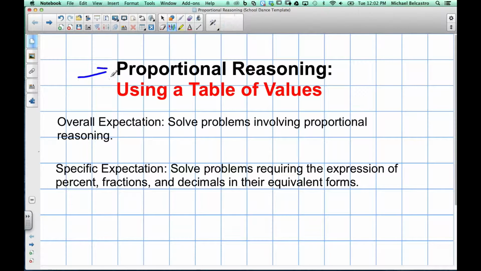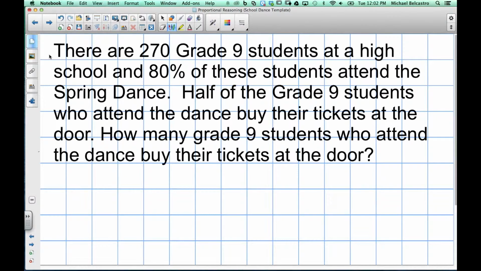We're going to be looking at proportional reasoning, and the method we're going to use is a table of values to solve this question. The overall expectation is to solve problems involving proportional reasoning, and the specific expectation is to solve problems requiring the expression of percent, fractions, and decimals in their equivalent forms. So here's our inquiry type question.